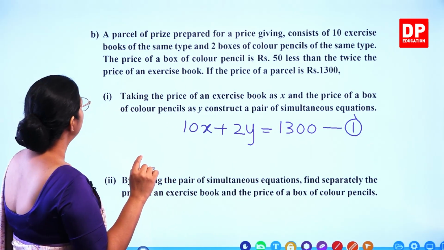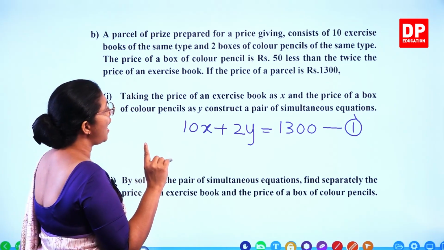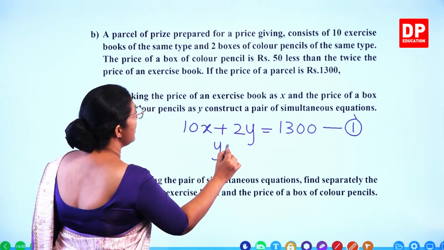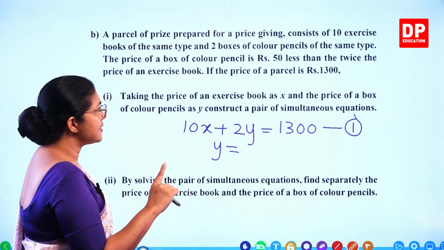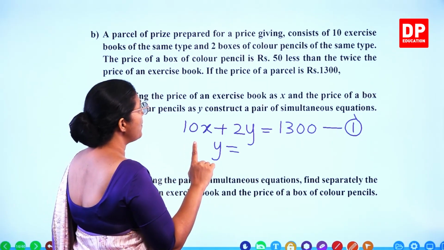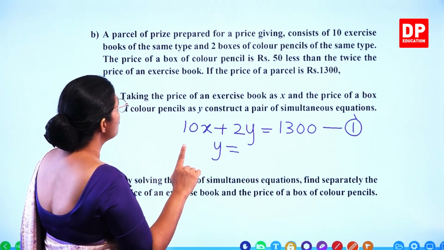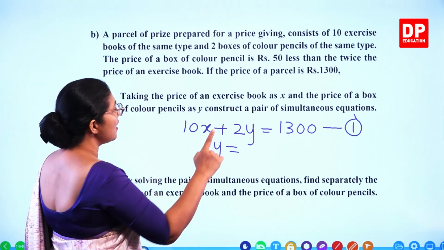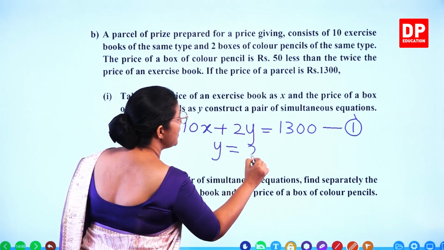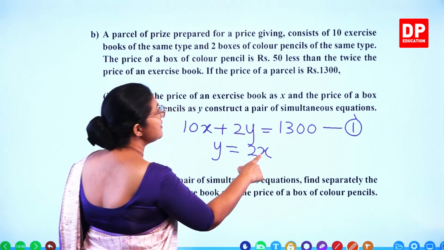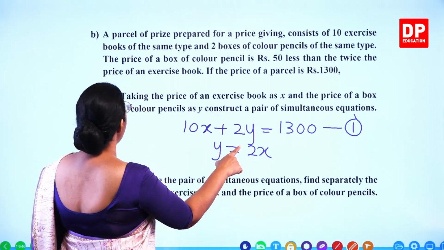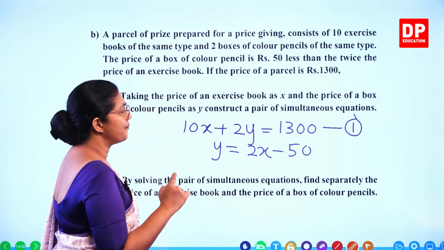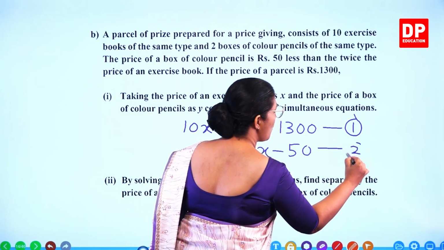It says the price of a box of color pencil, that's y, is 50 rupees less than twice the price of an exercise book. 50 rupees less than twice means 2x, twice the price of an exercise book. So 2x minus 50. So that's your second equation.